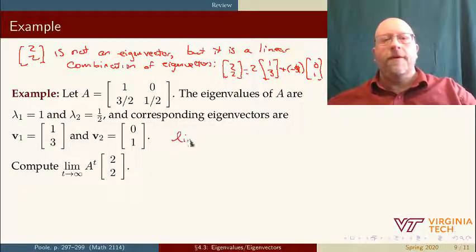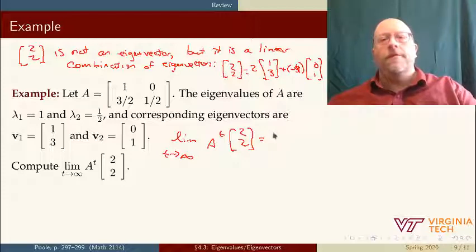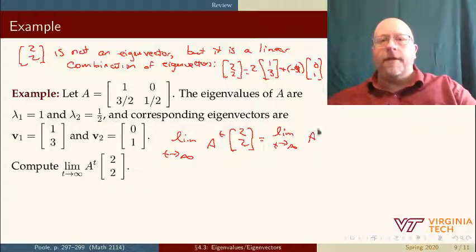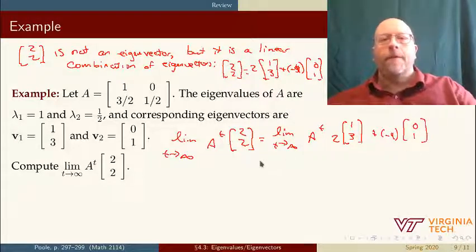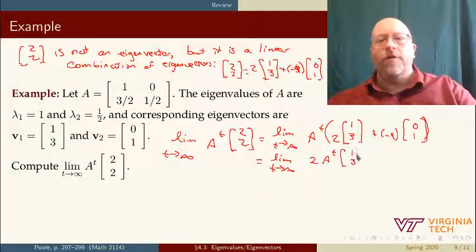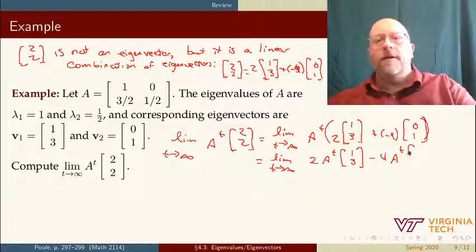And so the limit as t goes to infinity of A^t times 2, 2 is the same as the limit as t goes to infinity of A^t times 2 times the vector 1, 3, plus -4 times the vector 0, 1. When I distribute the A^t, I get 2A^t times the vector 1, 3, minus 4A^t times the vector 0, 1.